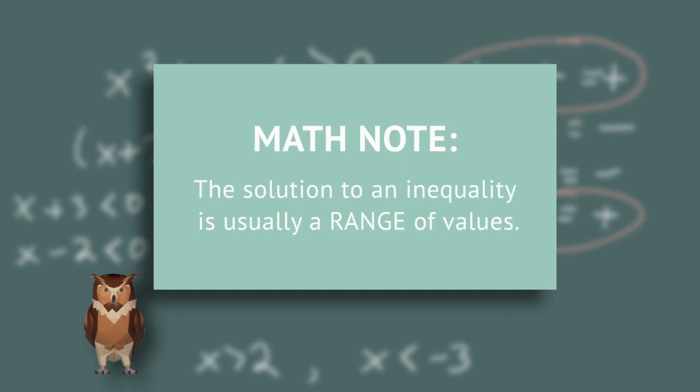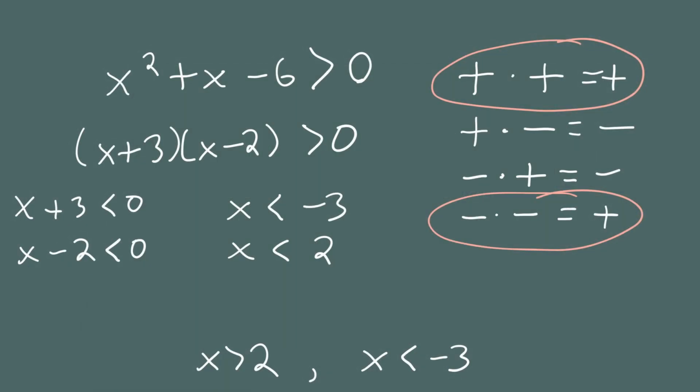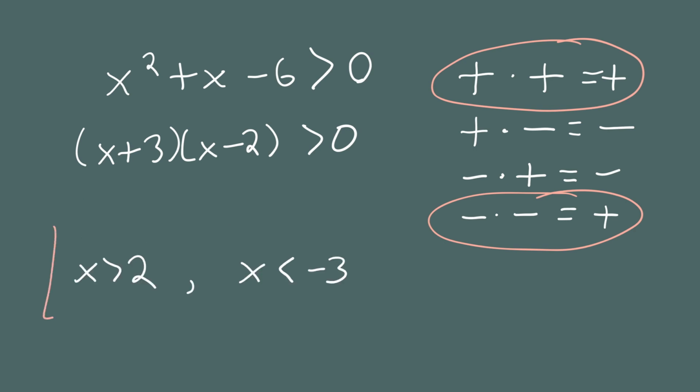For inequalities, the answers are rarely just single numbers. They're usually whole ranges of numbers, and that's what we found. Whenever a number is bigger than 2, both factors are positive, so their product is positive. Whenever x is less than -3, both factors are negative, so their product will still be positive. So this is the solution to this inequality.